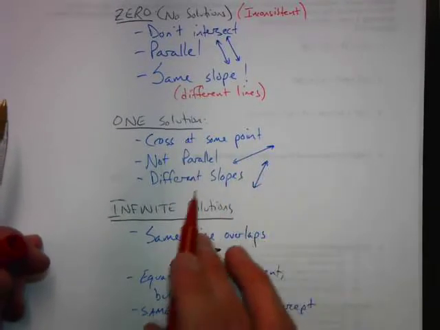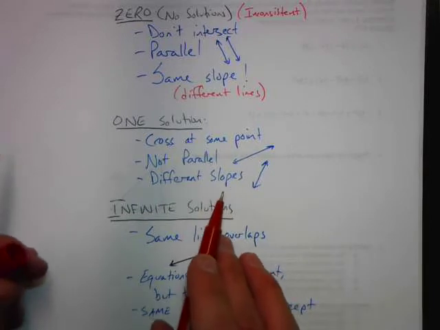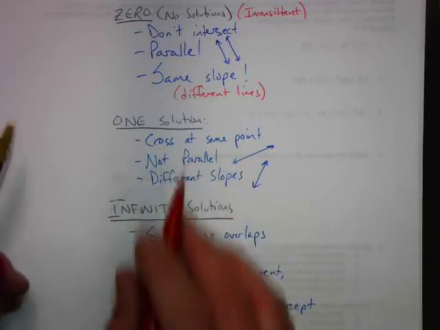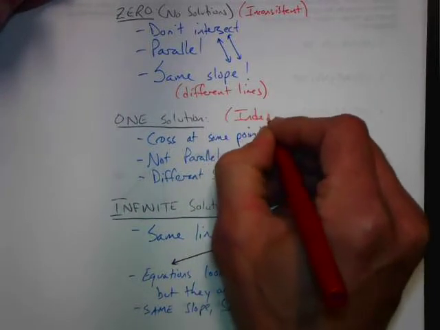If the two lines do cross at any point, it doesn't matter where, that means they have different slopes. No matter how different the slopes might be, they're going to cross. They're not parallel, they're crossing at some point. That's one solution. That is called an independent system.